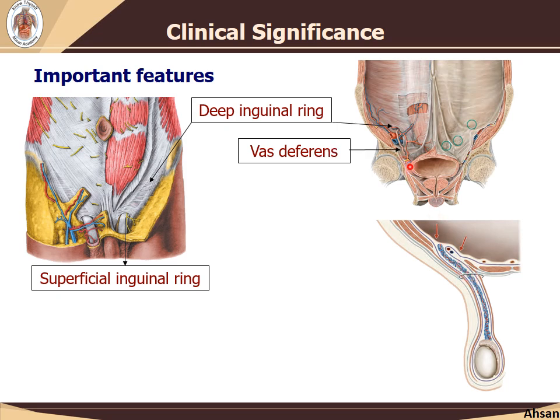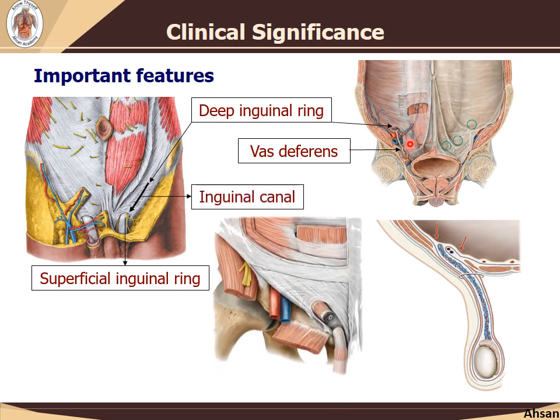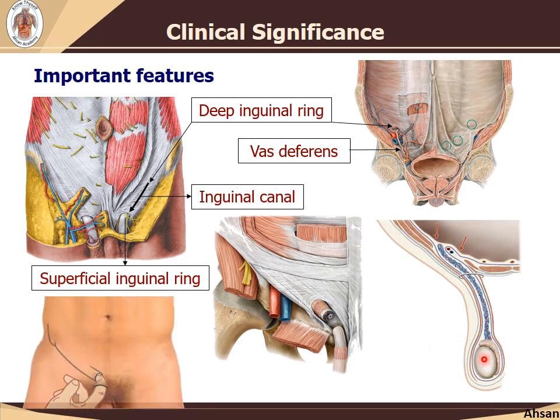This is actually the canal that transmits the vas deferens in the male. This yellow colored tube is the vas deferens, along with some structures I will discuss later in this presentation. So this is the area in the male that carries the vas deferens, a tube, to the outside to enter the scrotum, to the testis. You can see this is the superficial inguinal ring region.